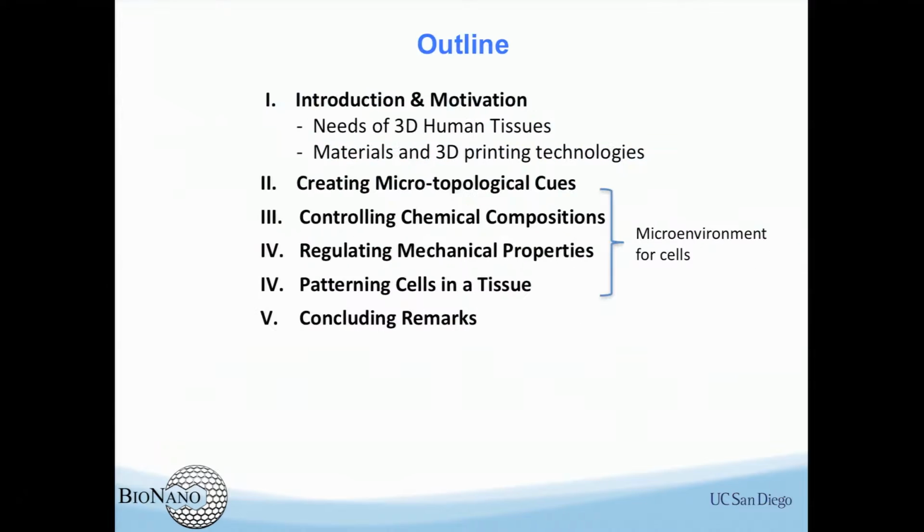For this talk, I will first give a brief introduction about our motivation and research, including why we need 3D human tissues, and what materials and printing technologies are available for making that kind of human tissue. Then I will show you the capability of this 3D printing technology for creating physical, chemical, and biological cues or environments to help cells grow into functional tissue. Then I'll summarize my talk at the end.